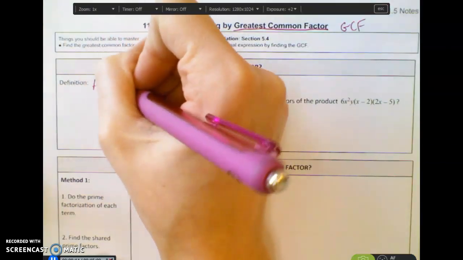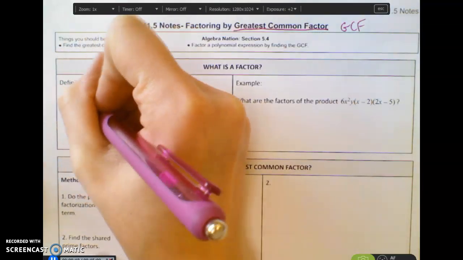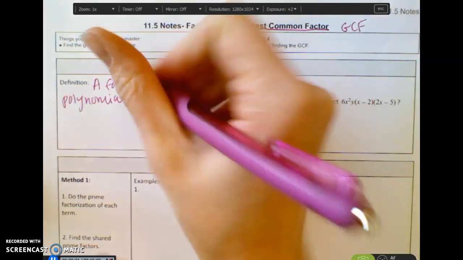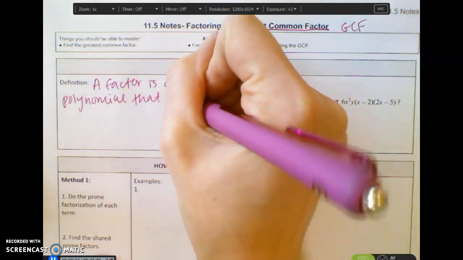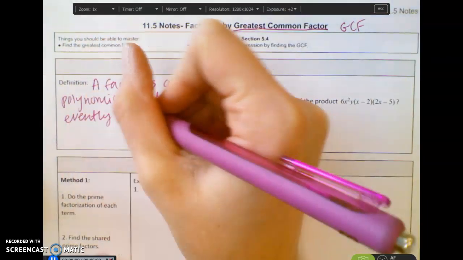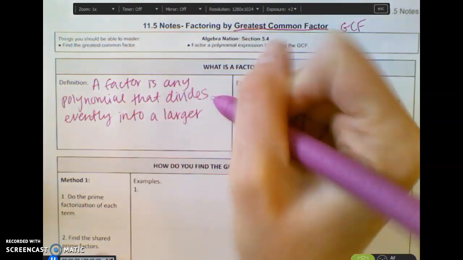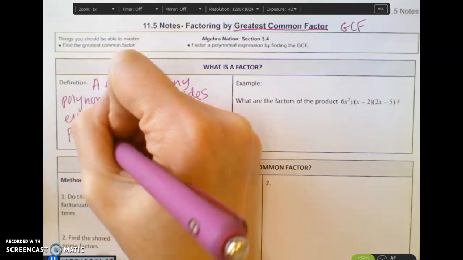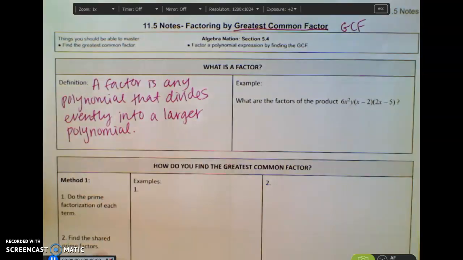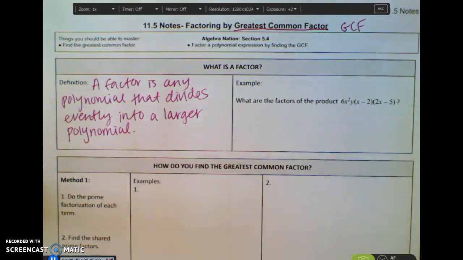Well, a factor is any polynomial that divides evenly into a larger polynomial. Alright, so it's any polynomial. It could be just a number, it could have variables with exponents, but any polynomial that divides evenly into a larger polynomial. So here's an example.